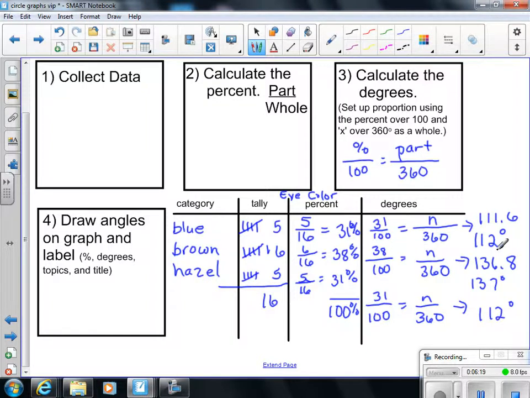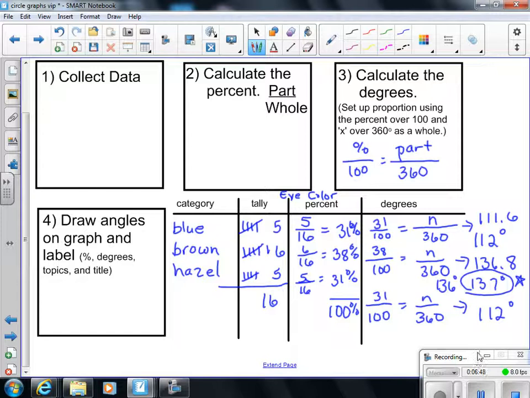Okay, now when I add these up, because I'm rounding up each time, it's over 360 degrees, isn't it? It's going to be 361. So because these two are exactly the same, in other words, they were the same part, so they should be the same degree measurements, I'm going to adjust the 137 to 136 when I graph it. Okay, and I may put a little star to let me know that that's the one that you've adjusted.